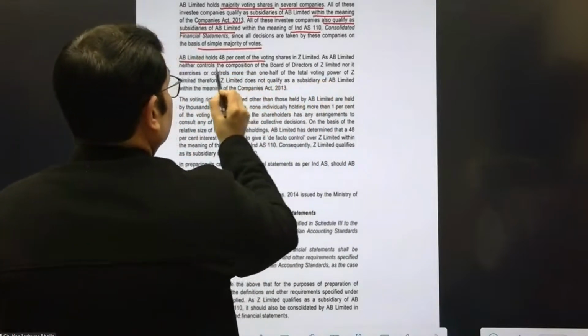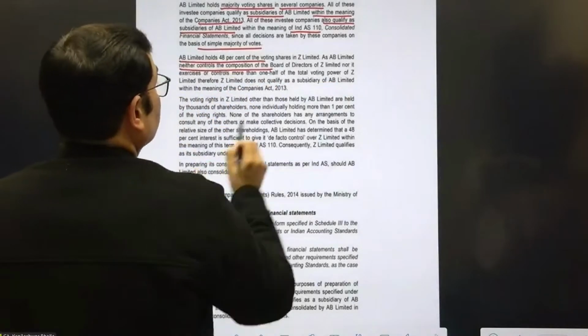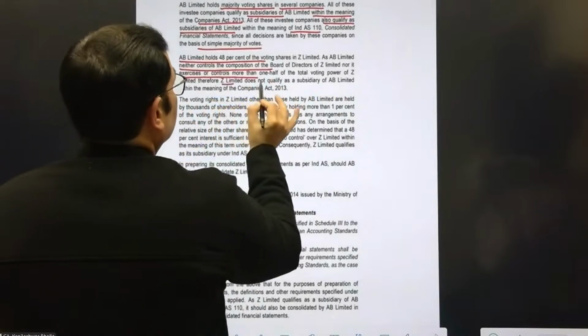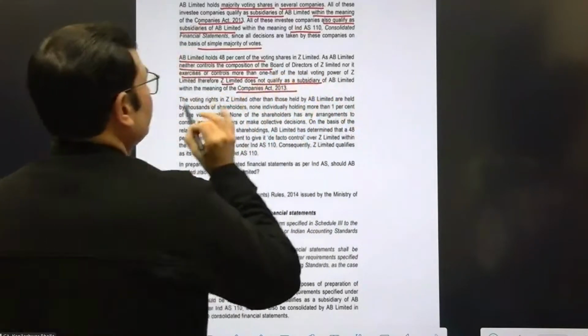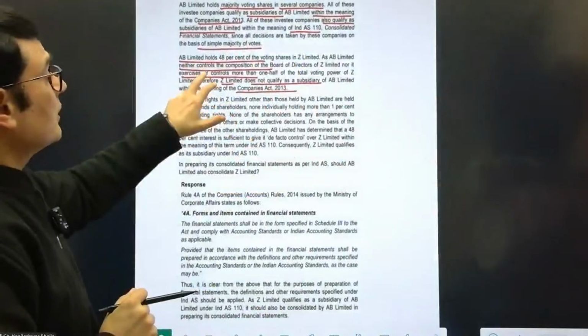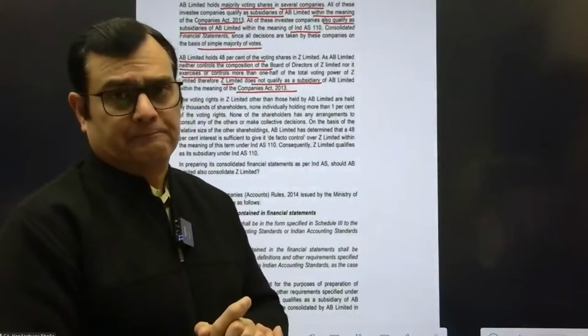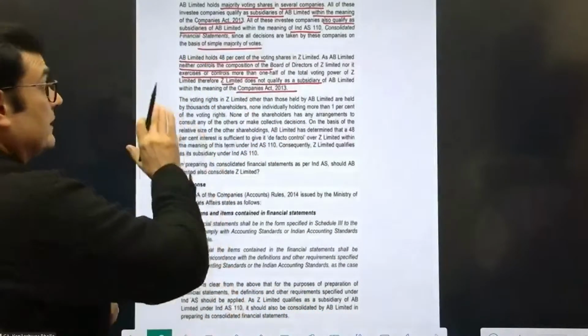Now he gives you a little exception. AB has got a 48% voting share in Z. As AB neither controls the composition of the board of directors nor exercises or controls more than half of the voting power, therefore Z does not qualify as a subsidiary under the Companies Act 2013. The Companies Act 2013 has given us guidance in terms of more than half voting power, or you can say the case where you are controlling the majority composition of the board of directors. Considering a 48% stake without controlling the majority composition of the board of directors, it does not qualify to be a subsidiary under the Companies Act.